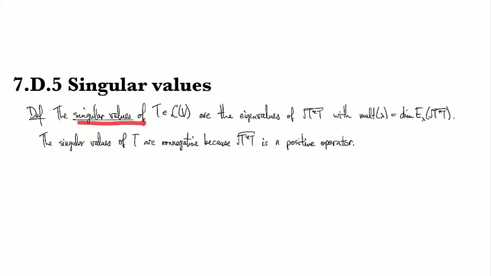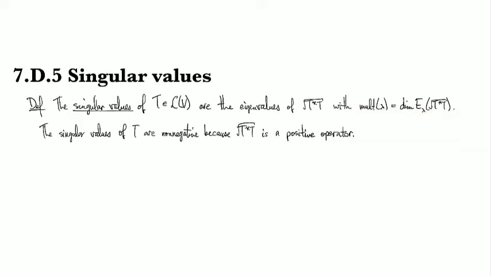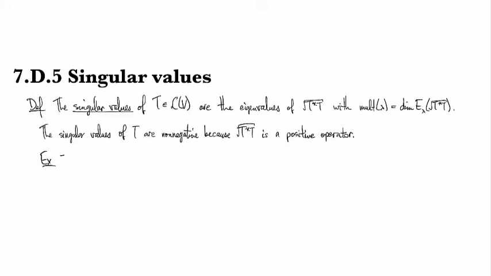The singular values of an operator are the eigenvalues of its modulus, or the square root of T star T here. They come with multiplicity equal to the dimension of the eigenspace of that operator. The singular values of T are going to be non-negative because, as we noted before, the root of T star T is a positive operator. Okay, so let's look at an example. This is example 7.50 in the book.